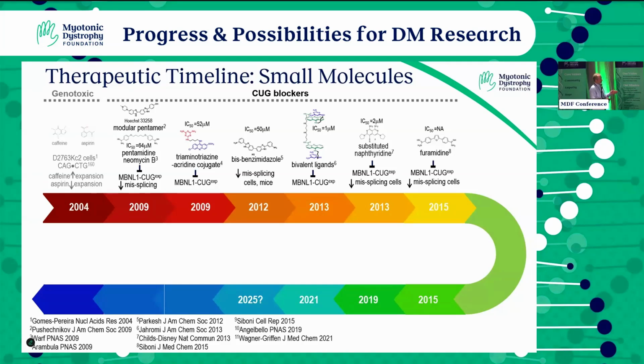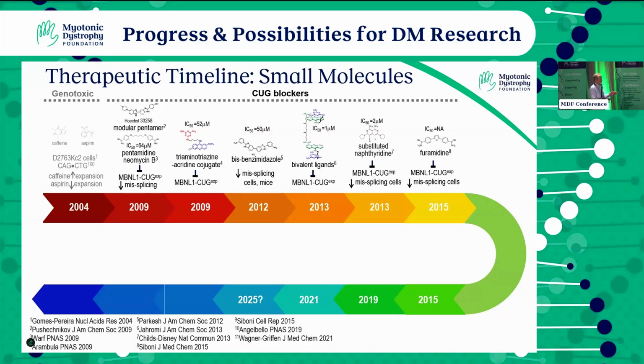Another interesting molecule with triaminotriazine and acridine conjugates. Every time acridine comes up, I worry. But the issue here was very interesting, is that the acridine, of course, would intercalate in the double-stranded structure that we believe exists with CUG repeats. And the triaminotriazine would interact with the bulged U residues in DMPK. So it was an interesting strategy, and it also worked, drop missplicing in cells in mice.